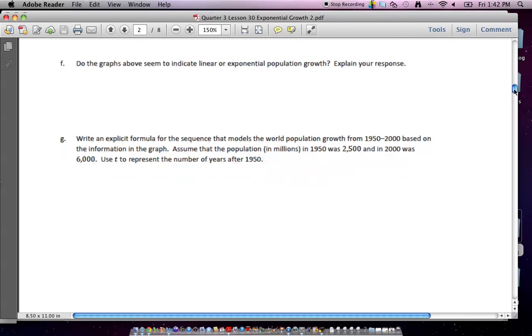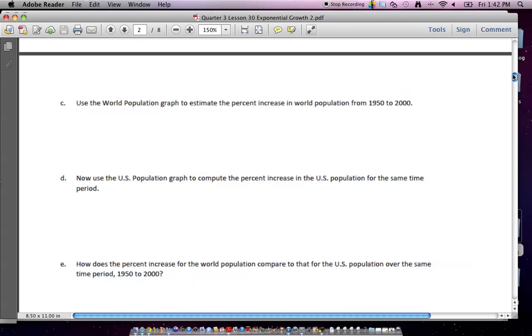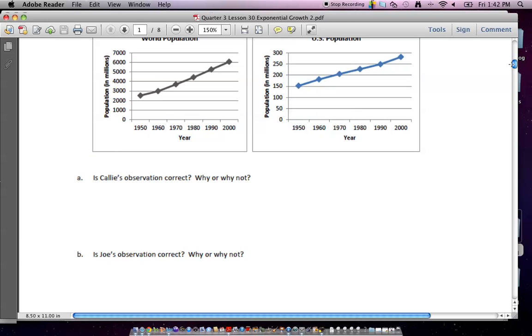Do the graphs seem to indicate linear or exponential growth? Here's the graphs. Looking at the graphs, do you think it's linear or exponential? Sure looks linear, doesn't it? But the truth is, population growth is exponential.